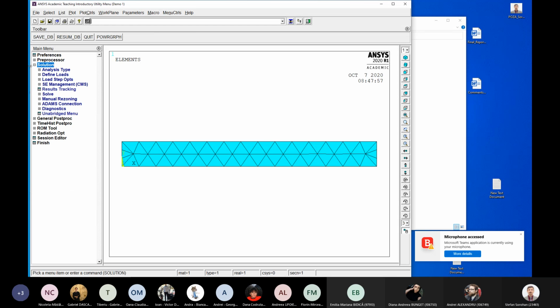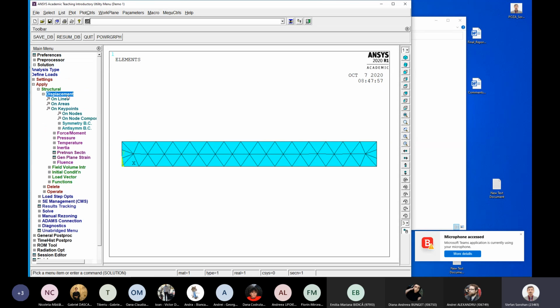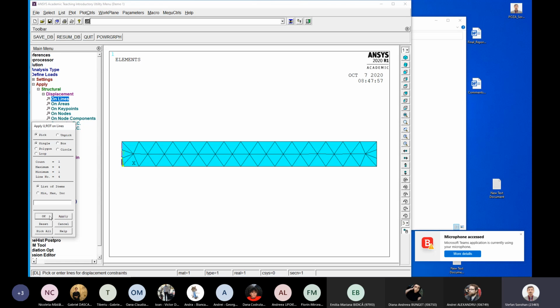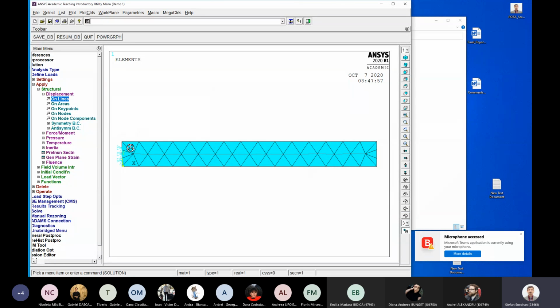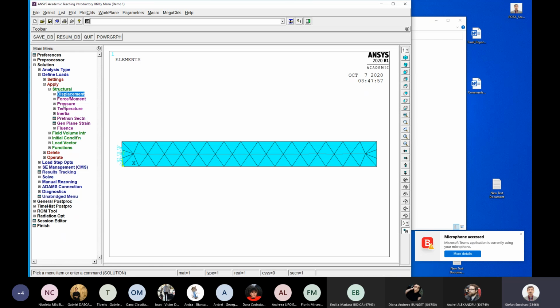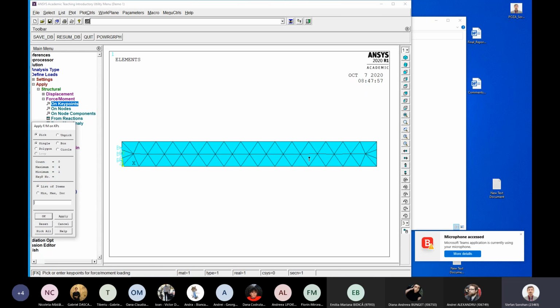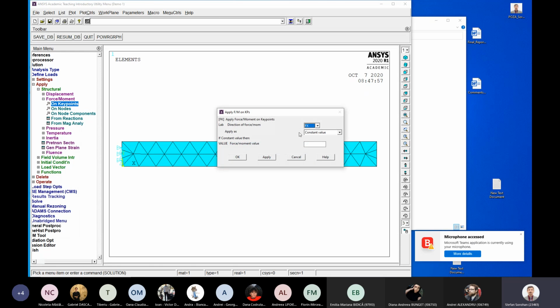We can use the solution to apply boundary conditions. Let's suppose that this line here is fixed. All degrees of freedom, ux and uy, meaning displacement along x and displacement along y, are 0 here, which means zero displacement, or fixed. And I will take a force. I will put a force here. The force may be along x or y. Let's say minus 100 Newton.